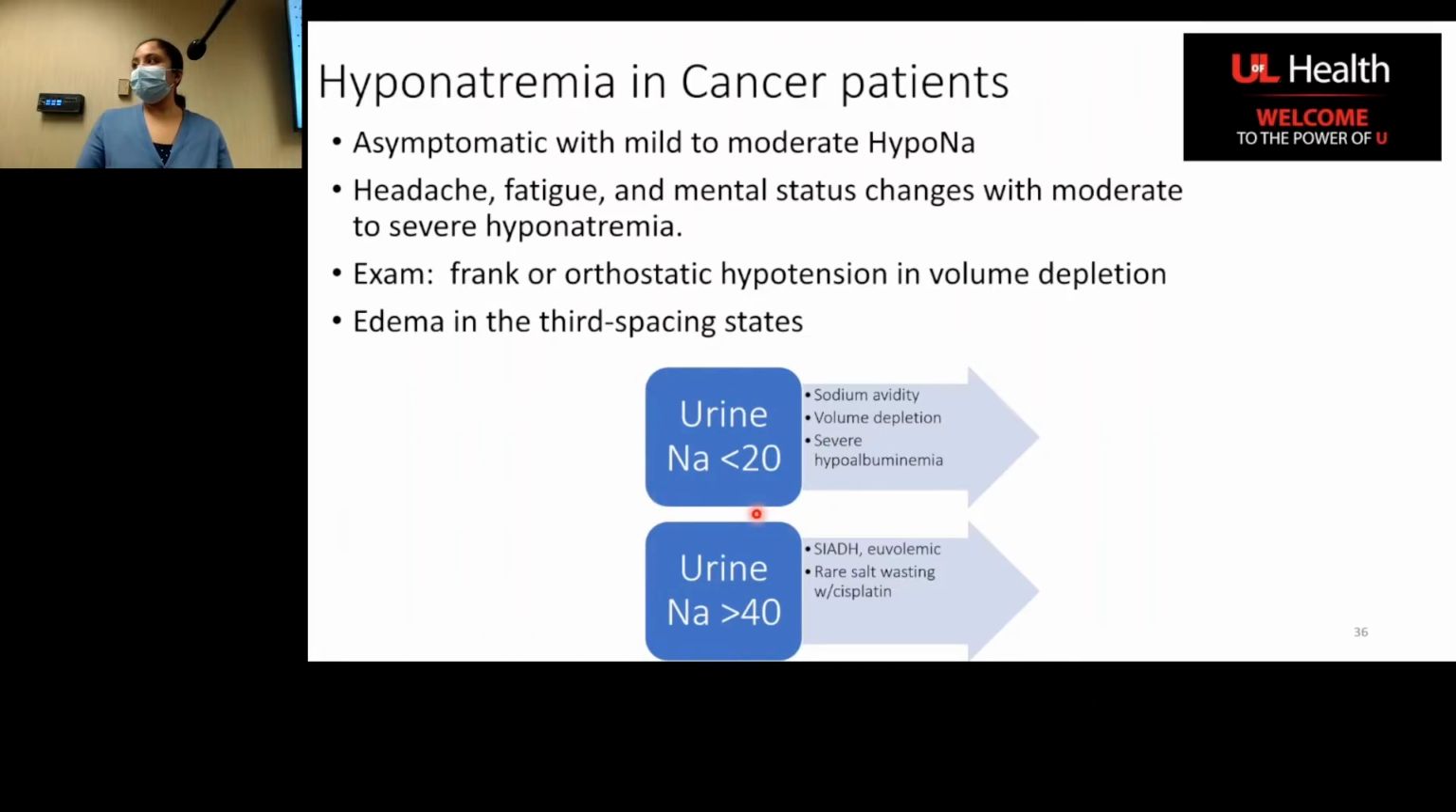Urine sodium, if less than 20, of course, they are in a sodium-avid state, but that can be just in pure hypovolemic hyponatremia, but also in severe hypoalbuminemia we can see low urine sodium. And then urine sodium higher, suggesting more euvolemic states, such as in SIADH or even in salt wasting.